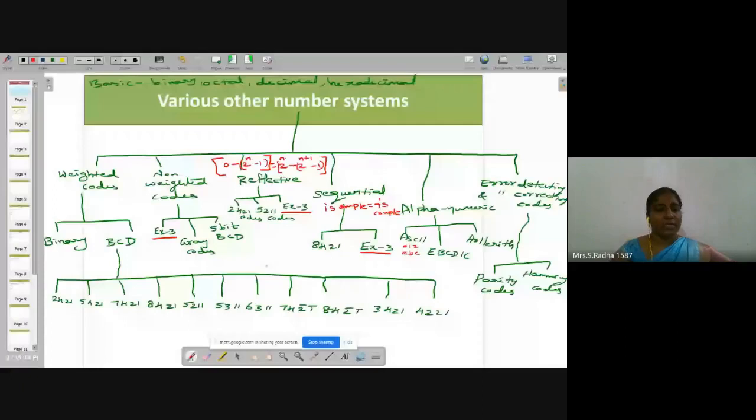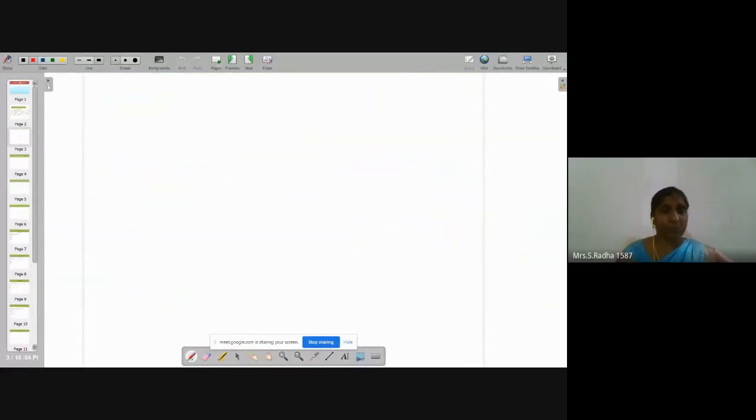Now coming to the others, I will take the first two and explain. For example, what is this 2421? What is this 5421? These are BCD weighted codes, and if I explain this, you will understand the other things and I can proceed thereafter. I will take a new page, 2421 and 5421. So this is 2421 BCD code. This is 5421 BCD code.